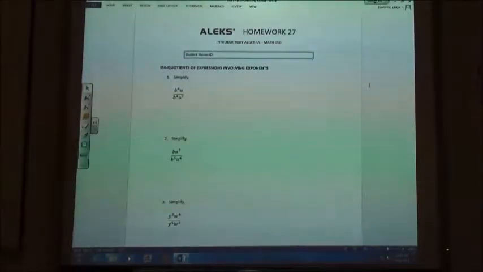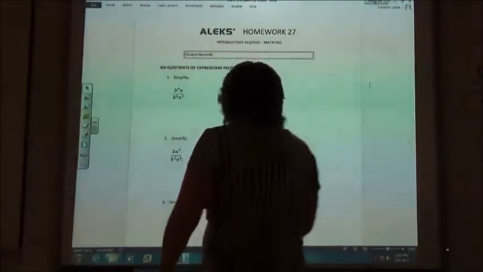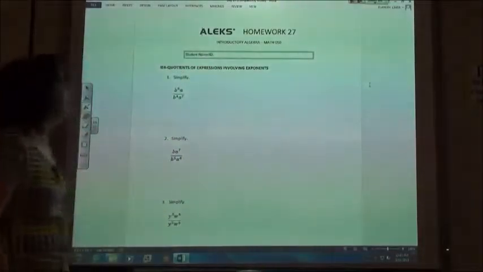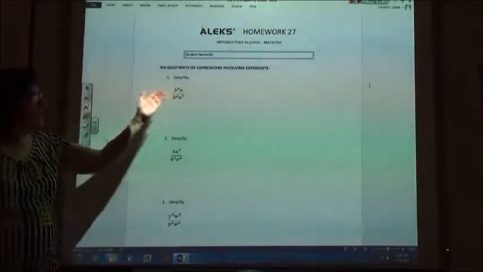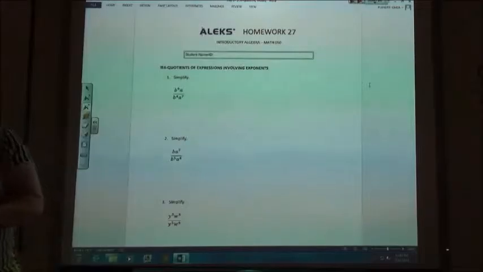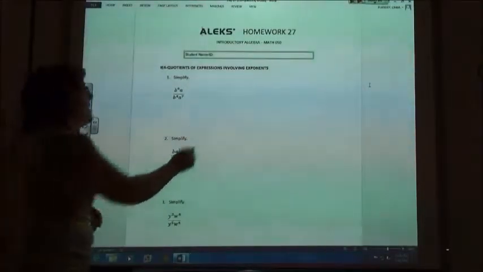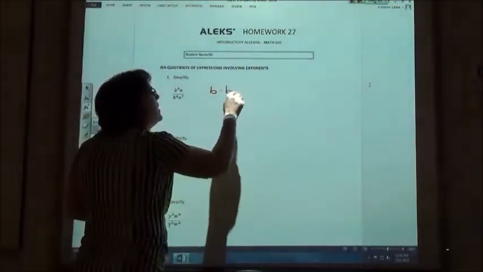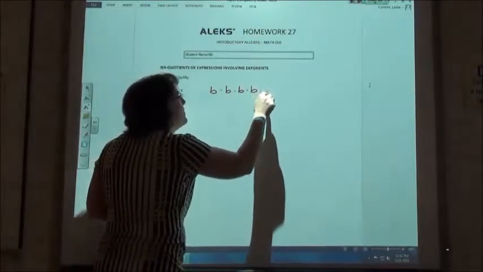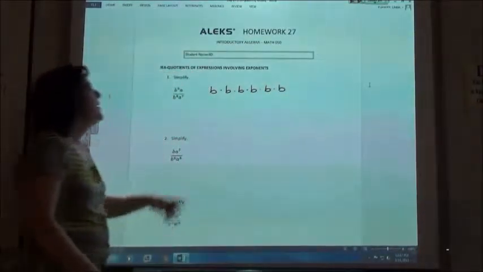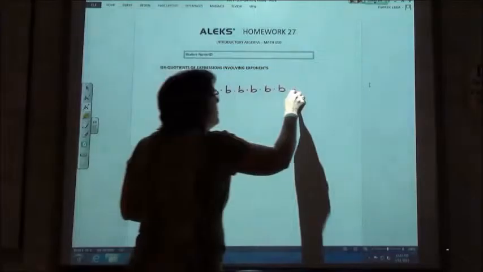All right, so we have quotients of expressions involving exponents. If I write this out the long way, b to the sixth means I have b times b times b times b times b times another b, right? So I have b to the sixth and a on top of my fraction.